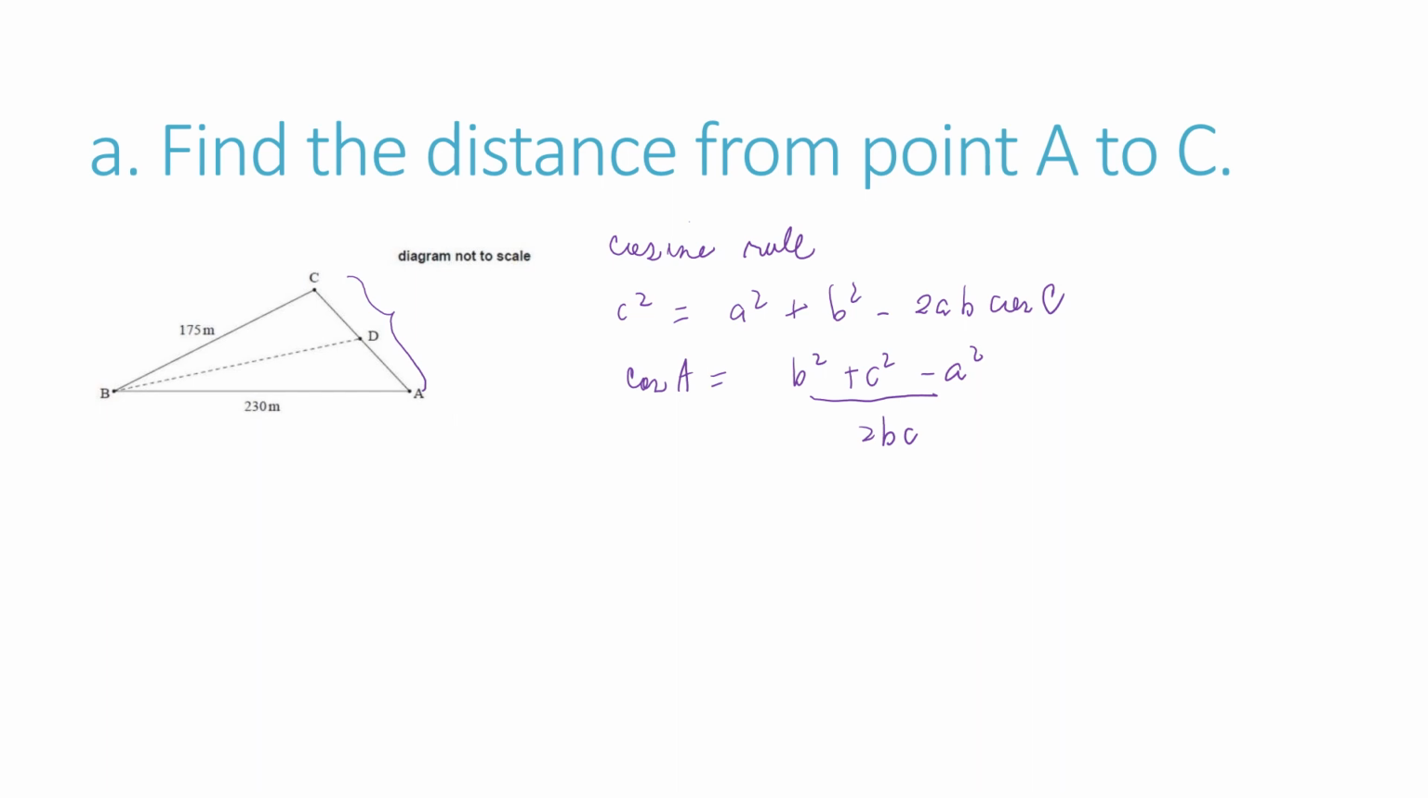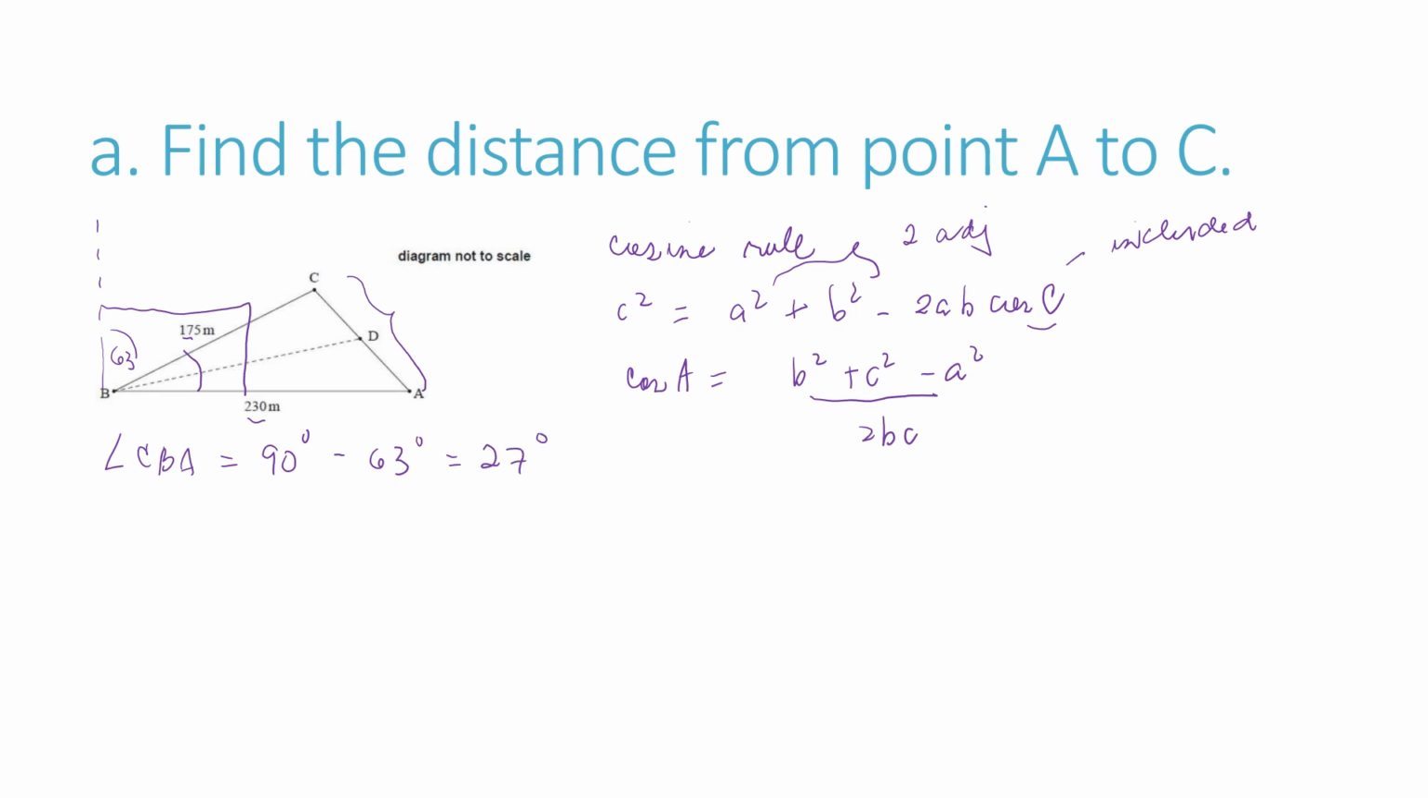We use the cosine rule when two adjacent sides are given, and this angle C is the included angle. These two are the adjacent sides, and this is the included angle. Now, angle B is not given in the problem, but we know that there is a bearing of 63 degrees. So angle CBA is equal to 90 degrees minus 63 degrees, which is 27 degrees. Let me just erase this part. So we know that angle B is 27 degrees.